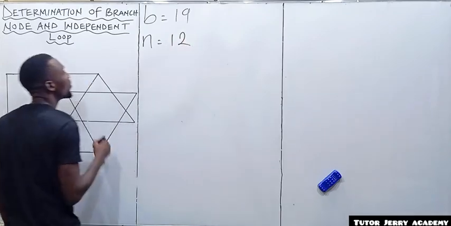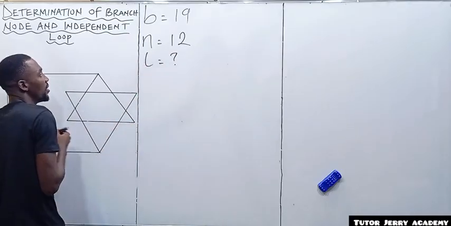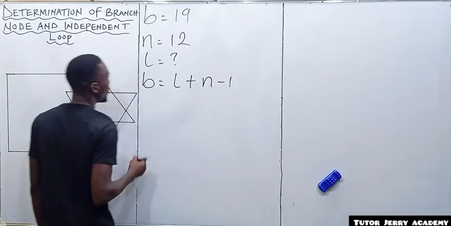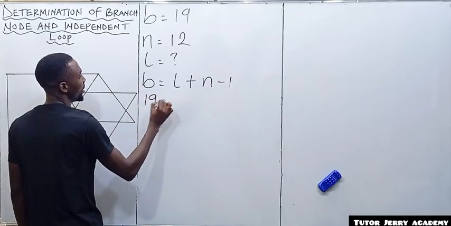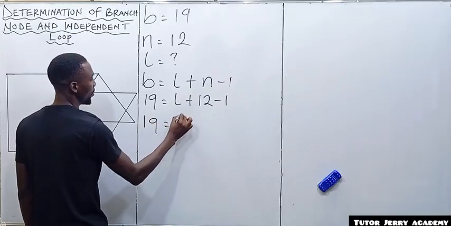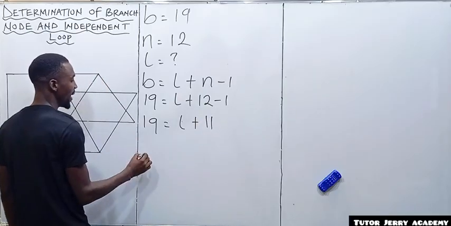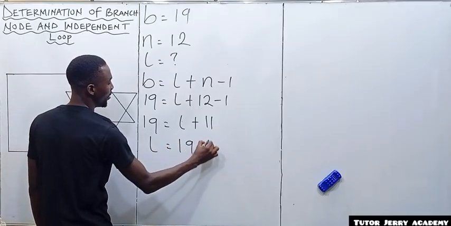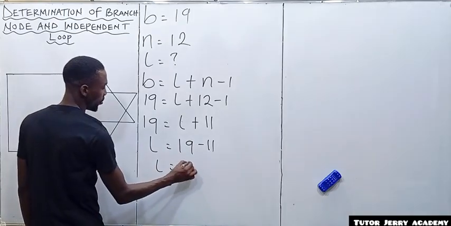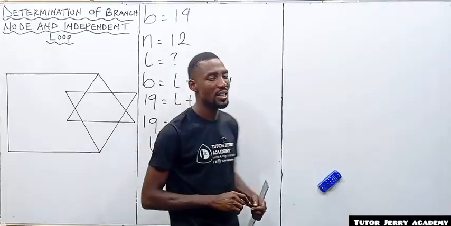All right, so how do we determine the independent loops? We'll be using the formula b = l + n - 1. If you substitute, I'm going to have 19 = l + 12 - 1. So 19 = l + 11. If we make l the subject, l will be equal to 19 - 11, and 19 - 11 is nothing but 8. So it means the independent loops here are 8. I hope you understand this.